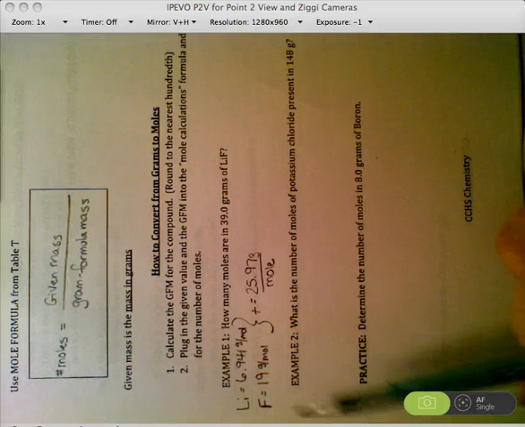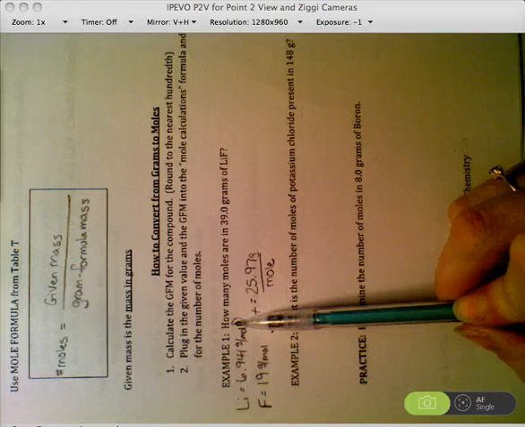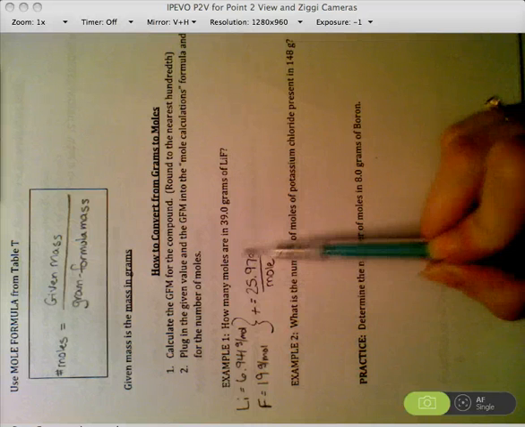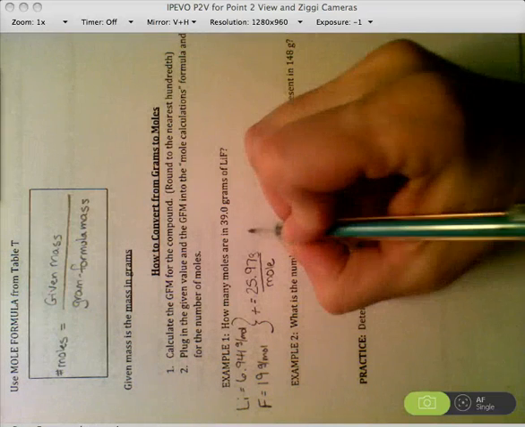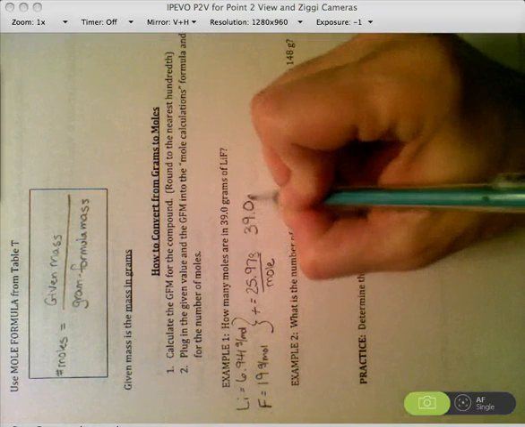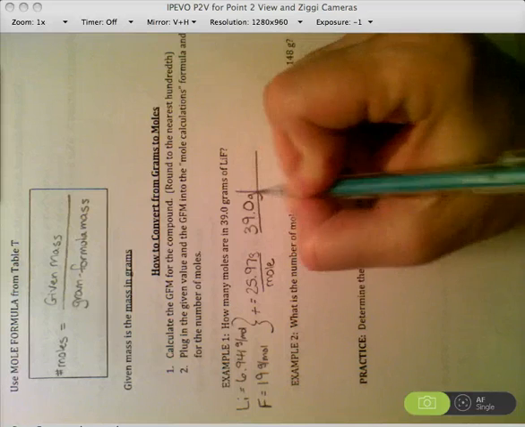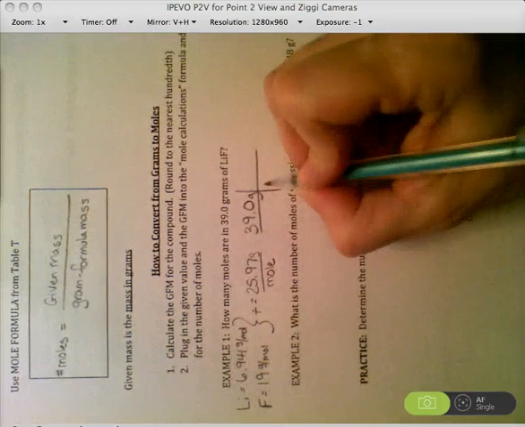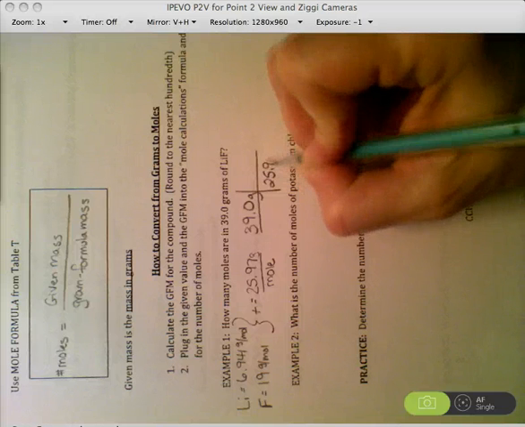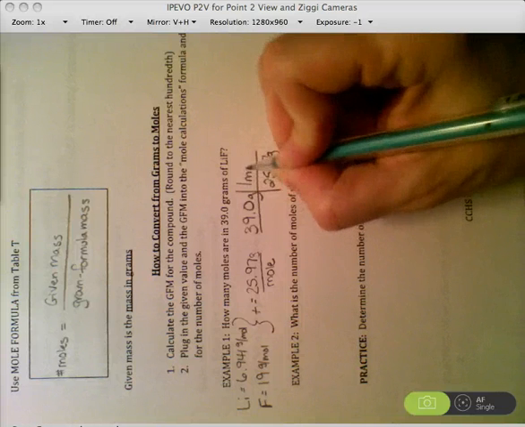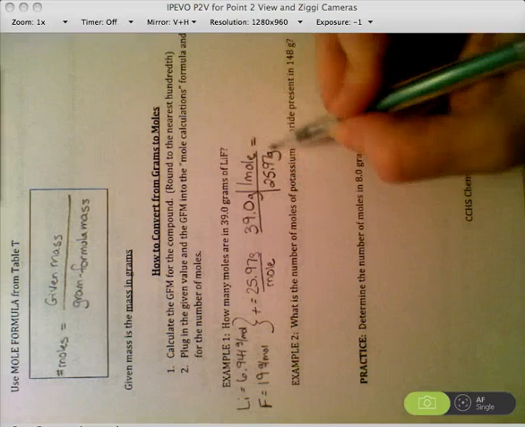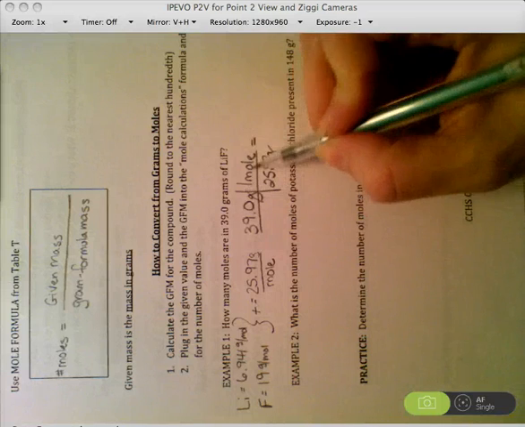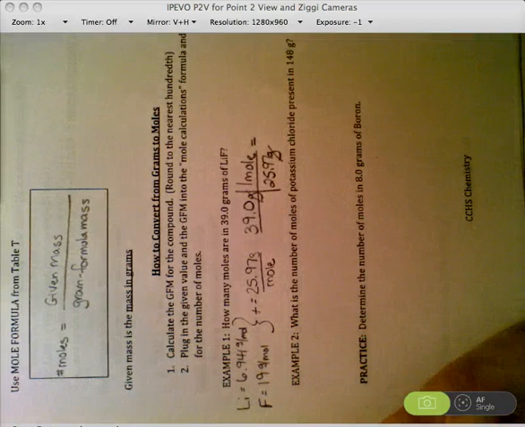So for example, with number 1, how many moles are in 39 grams of lithium fluoride? Well, I know that lithium fluoride, 1 mole of it is 25.97 grams. So if I have 39 grams to start with, how many moles would that be? Well, I know that I have 25.97 grams in every 1 mole. I set up my equation like this.